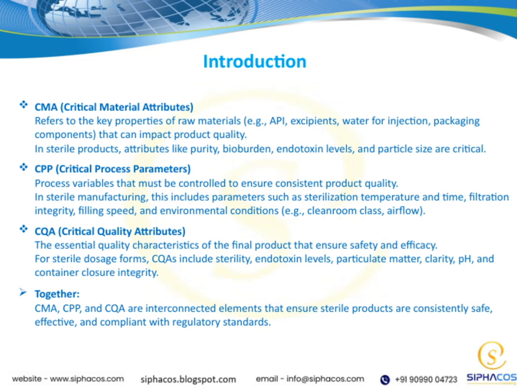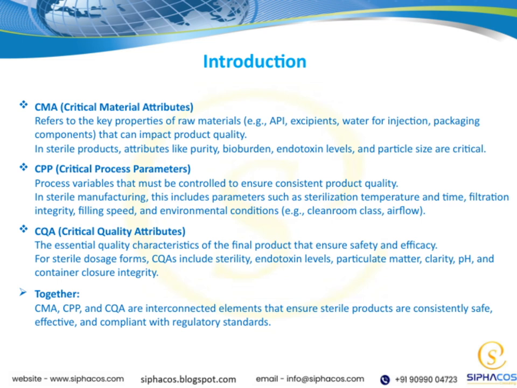Next, we have CPP, or critical process parameters. These are the process variables that we must control carefully throughout manufacturing to ensure consistent quality. In sterile production, this includes parameters like sterilization temperature and time, filtration integrity, filling speed, and environmental conditions such as cleanroom classification and airflow. Proper control of these parameters is essential to prevent contamination and guarantee product sterility.